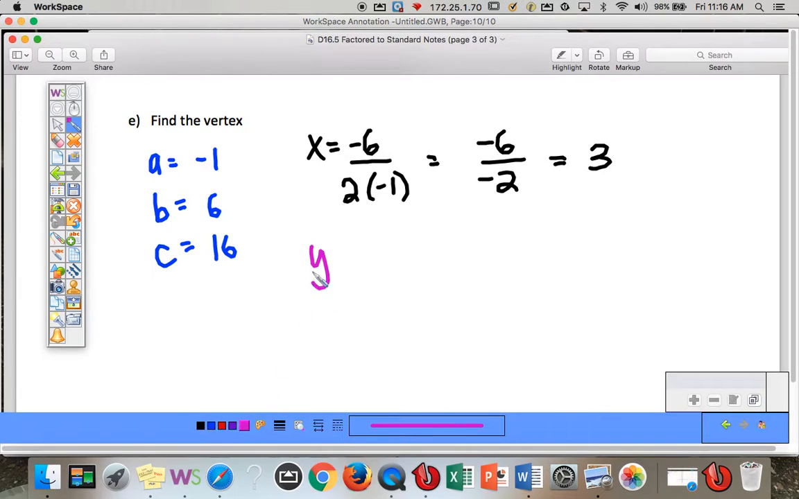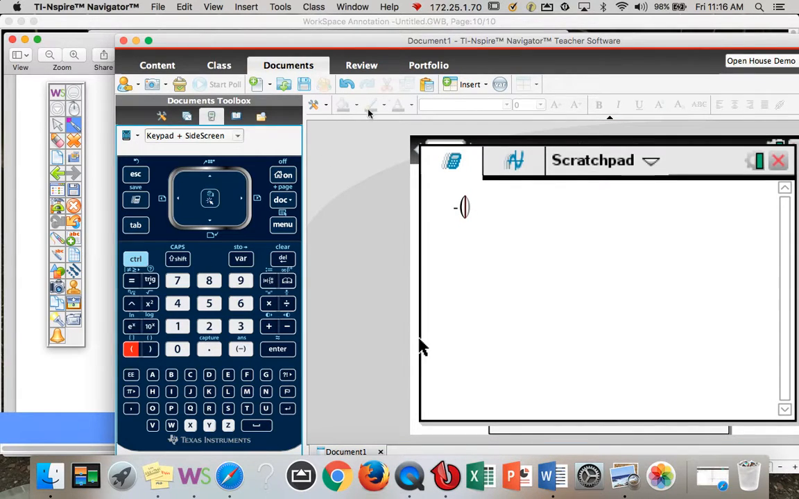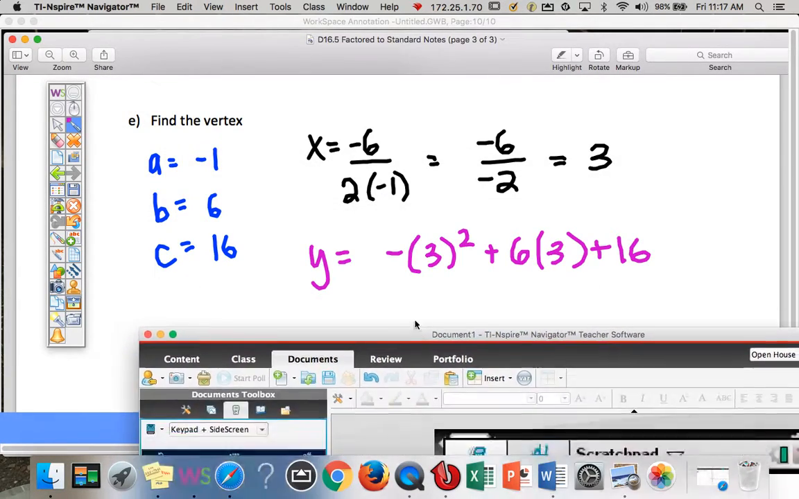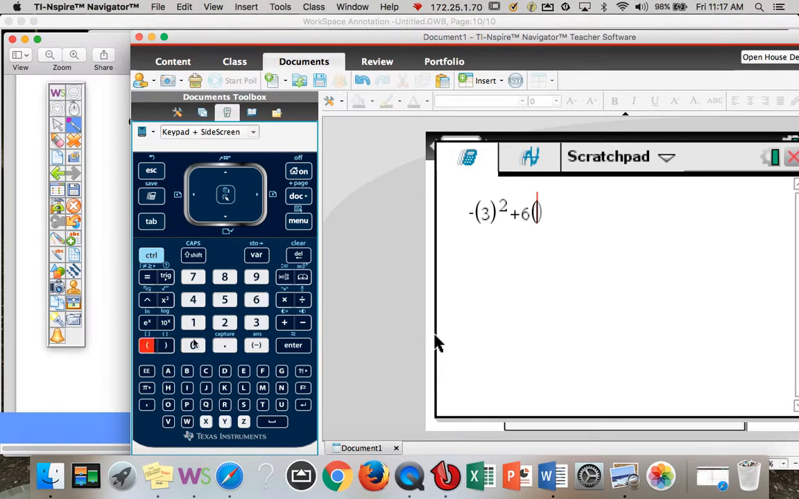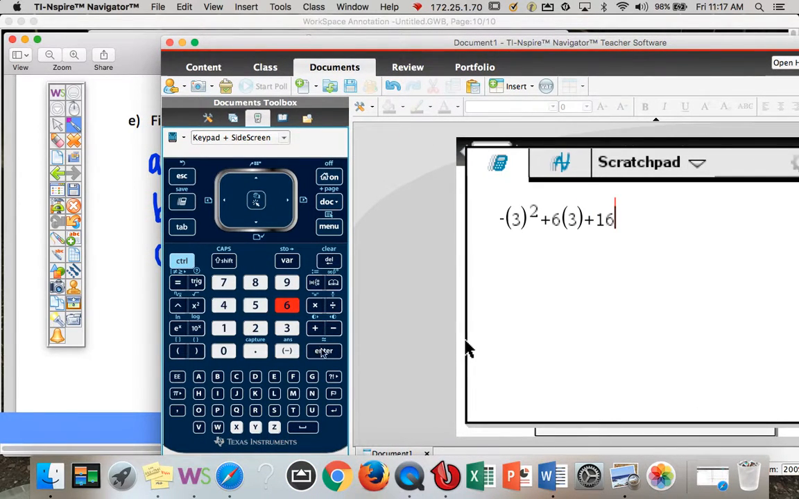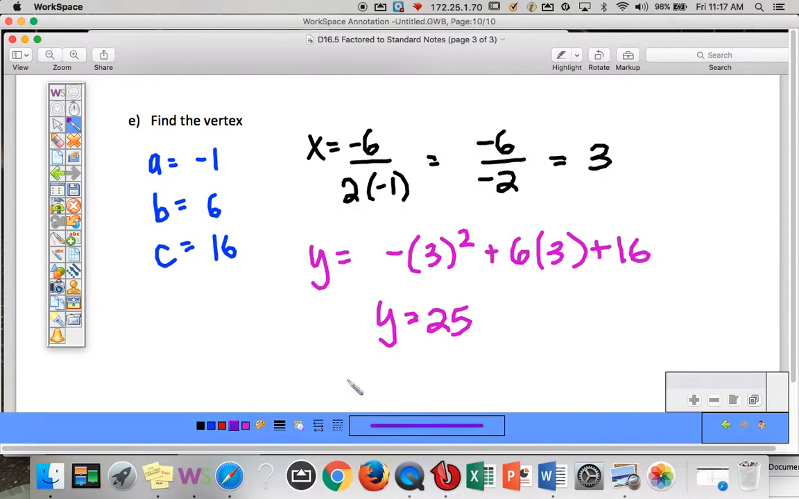So then to find the y value, we just plug into the original equation, which is negative 3 squared plus 6 times 3 plus 16. Let's type that in. Let's clear this. Okay, negative 3 squared plus 6 times 3 plus 16. Okay, so it changes direction at this point, 3, 25, and it's going to be U-shaped down.